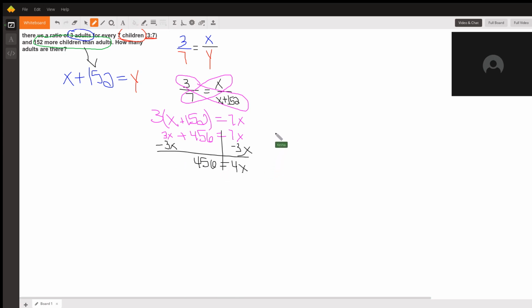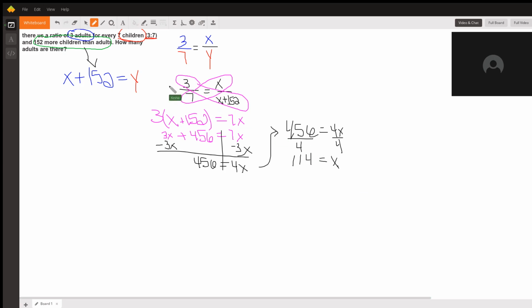Then we're going to come up here because I ran out of room. After you do that, you have your 456 equals 4X. You're going to divide by 4 on both sides, and you end up with 114 as X.